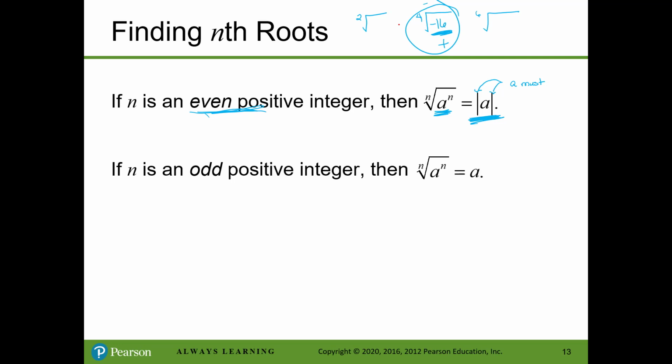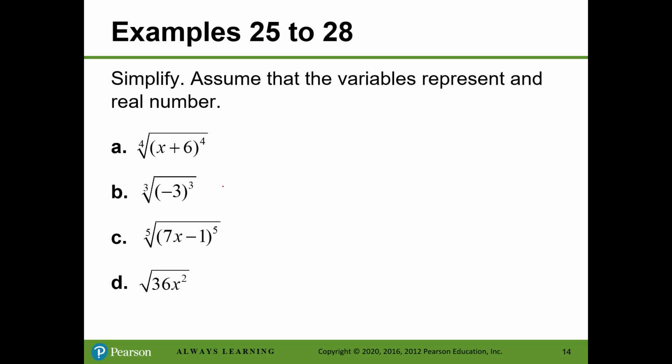Can I take the odd root, cubed root, fifth root of a negative number? Yes, I can. That's not an issue. So I don't care if my variable is positive or negative, because I'm always allowed to take an odd root of positive or negative numbers. Cool? Okay. So let's take a look here.